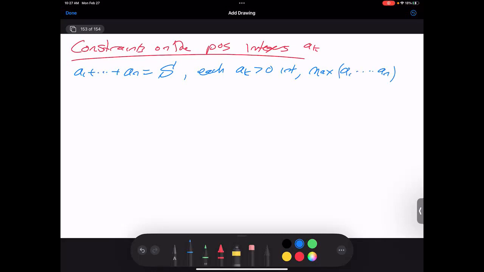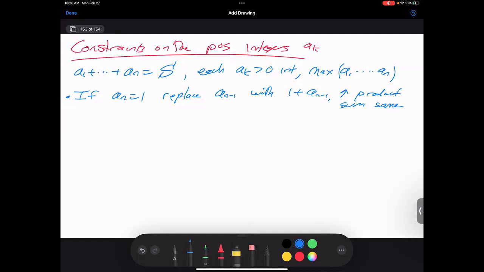Would we take it? Yes. It doesn't help the product. So if A_N equals 1, replacing A_(N-1) with 1 plus A_(N-1) increases the product, and the sum is the same. So we clearly don't want any of the A's to be 1.